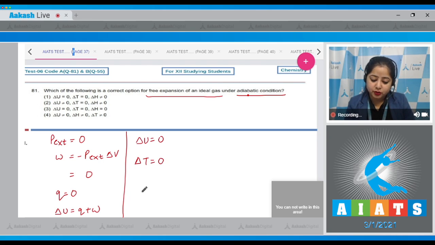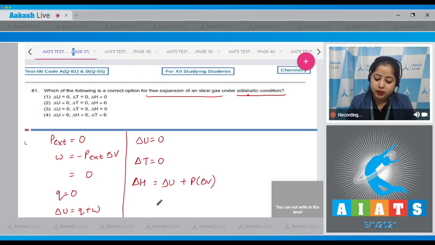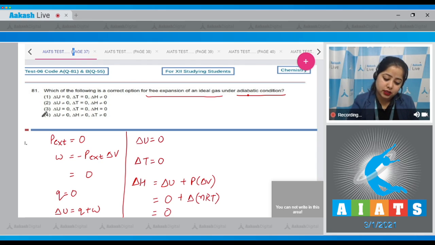Now we'll be talking about delta H. We know that delta H is equal to delta U plus P delta V. Since delta U is already 0, we have calculated plus delta n R T. Since the number of moles, R and T all are constant, that means delta H is also 0. So the correct answer is option number 3.